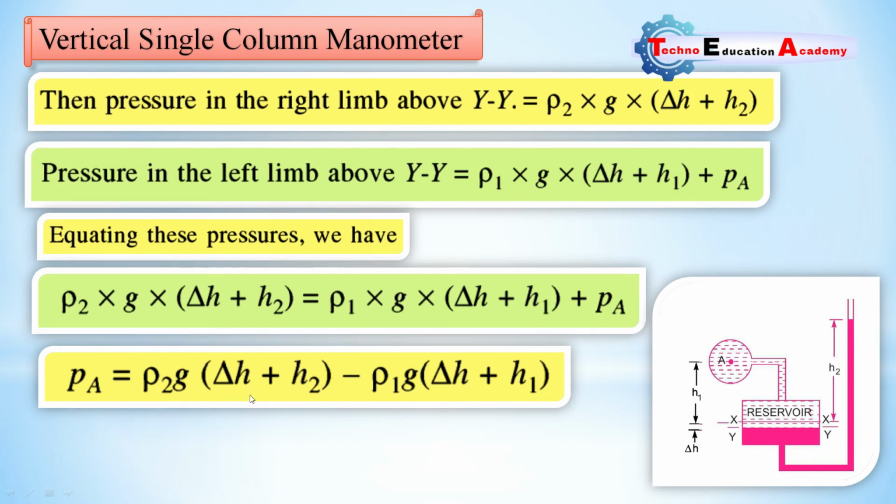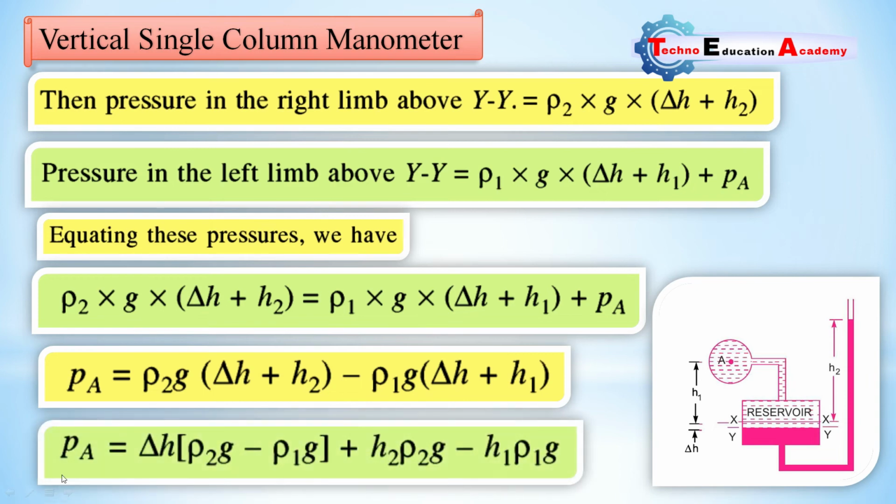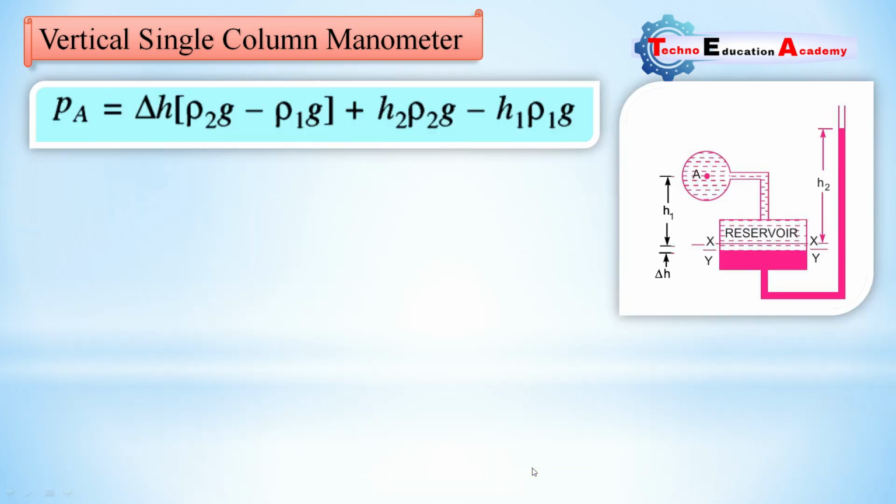Further, we simplify this equation. We separate these terms, and the common term is delta H from this term and this term. So it is separated out, and the simplified form of the equation is PA equal to delta H (rho 2 g minus rho 1 g) plus H2 rho 2 g minus H1 rho 1 g.